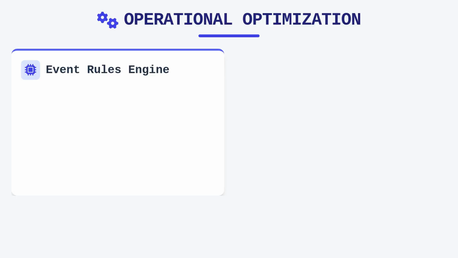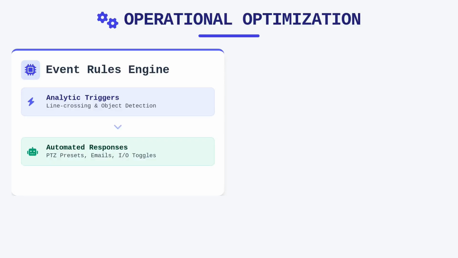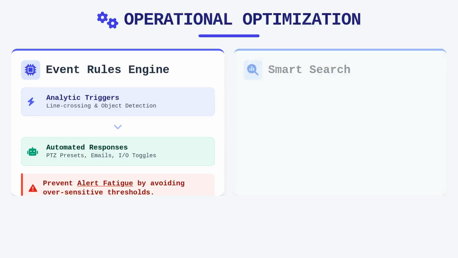Finally, you must master the event rules and smart search capabilities to maximize the operational return on your configuration efforts. Event rules act as the logic engine of the system, allowing you to link analytic triggers, like line crossing or object detection, to automated responses such as PTZ presets, email notifications, or internal I/O port toggles. When you configure these rules, avoid creating overly sensitive thresholds that lead to alert fatigue, as this will result in operators ignoring critical data over time.